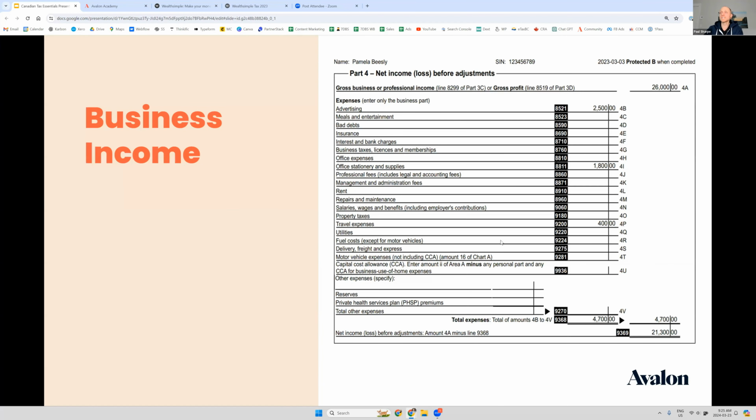Next up, business income. This is also known as self-employment income. And it's a great one because you get to earn income. So in this case, we're going to call this Pam Beasley again.